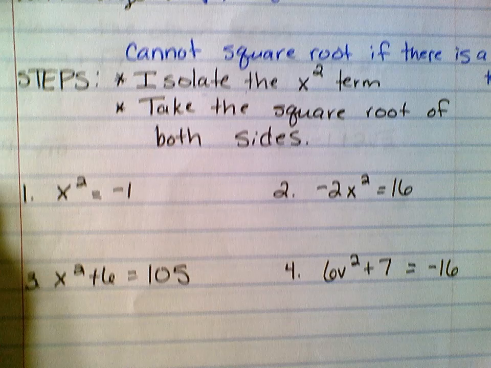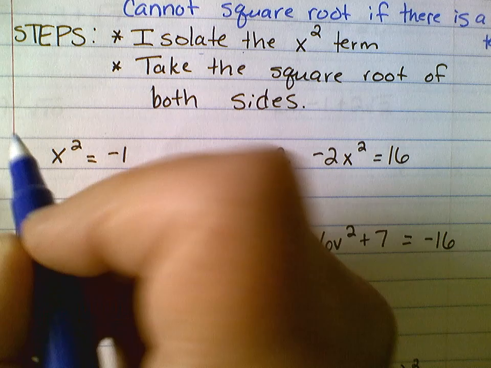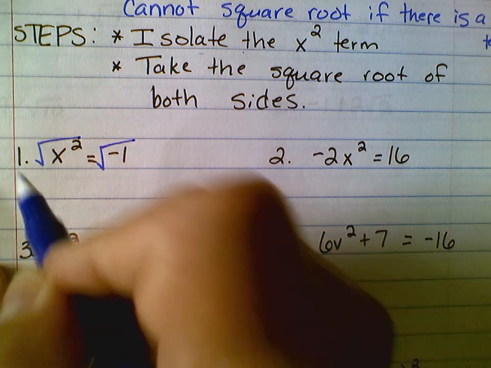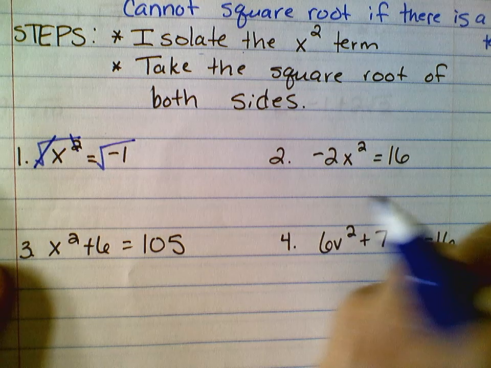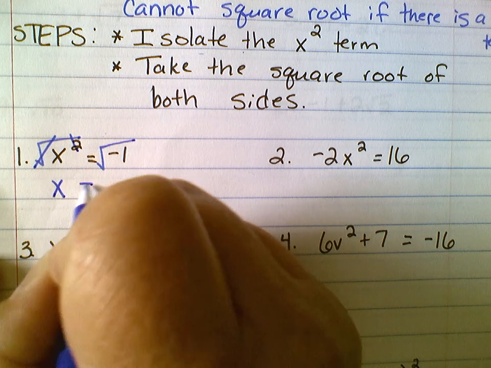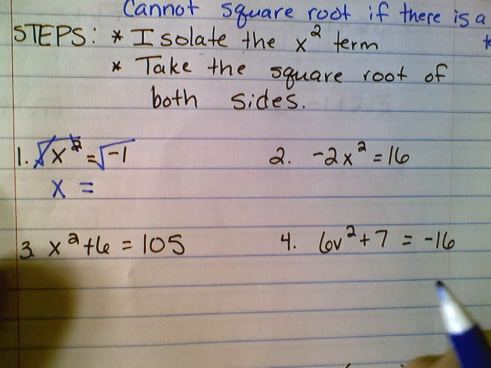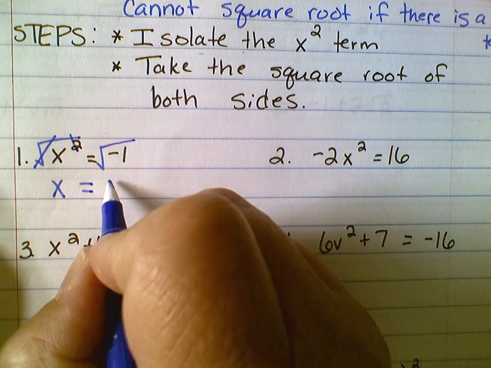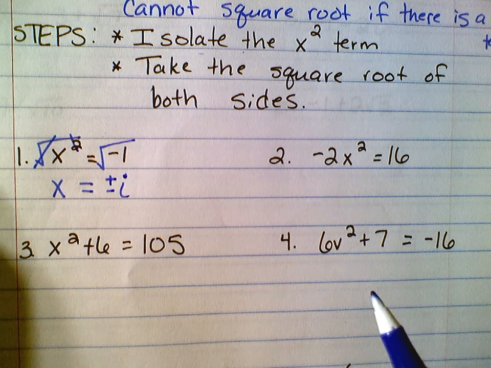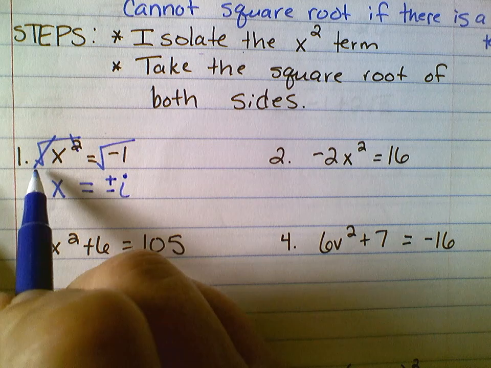So take a look at example number 1. The x squared is all by itself. So all we have to do is take the square root of both sides. And if you remember, the square root and the square are inverses, and that's why we use it. That leaves us with just the x. And then we have the square root of negative 1, which we know is i. But don't forget, it's the positive and the negative version of i. So that gives us 2 solutions.